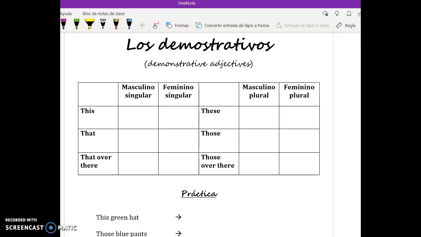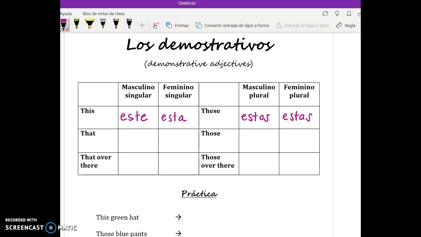So in Espanol, to say this for something that is masculine and singular, you're going to say este. And then the plural form is very similar. We're just going to have a little bit of a spelling change. It's estos. Feminine, almost the same. It's esta. And the plural is estas. All right, so that is this and these.